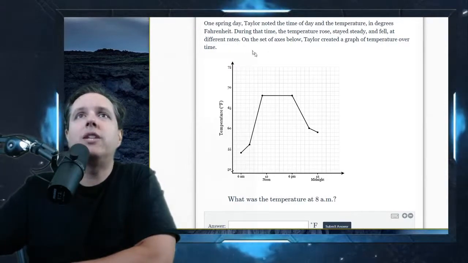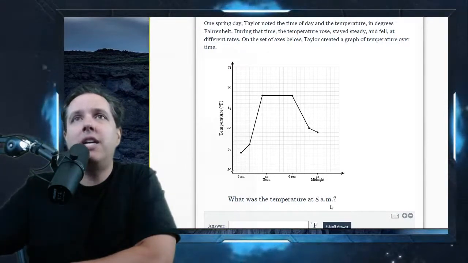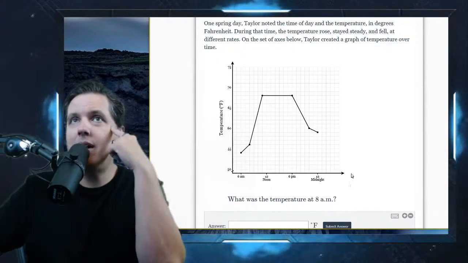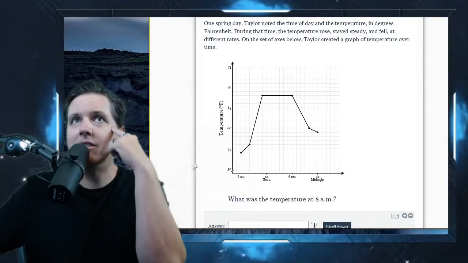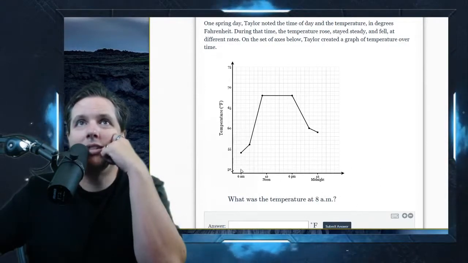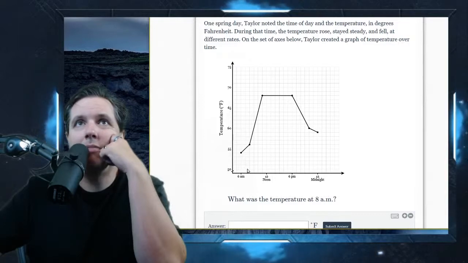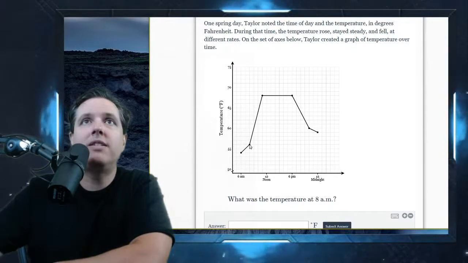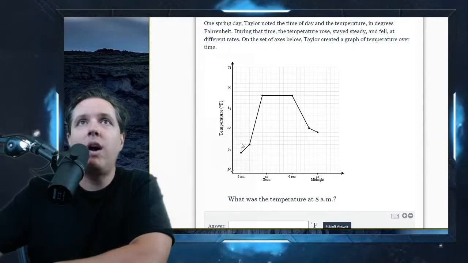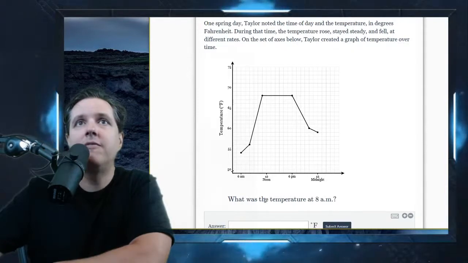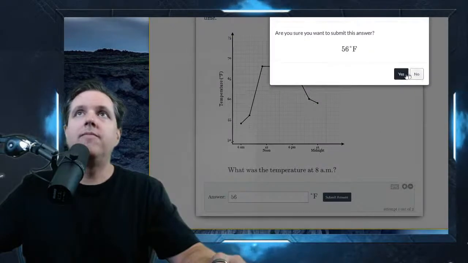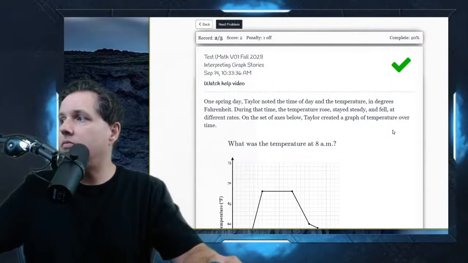All right, so what is the question? What was the temperature at 8 a.m.? Okay, 8 a.m., that's a time. I know I've been given a time, and I also know that time is my horizontal axis. So then I have to find that. Okay, well, let's see. Here's 6 a.m., 7 a.m., 8 a.m. would be right here. So if I go up, that means my graph should be, what, 56 degrees? Because that's my y right here, 56. So let's see. There we go. So see how that works?